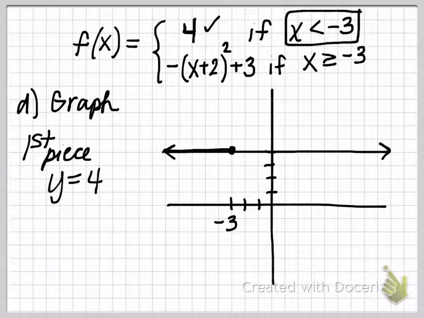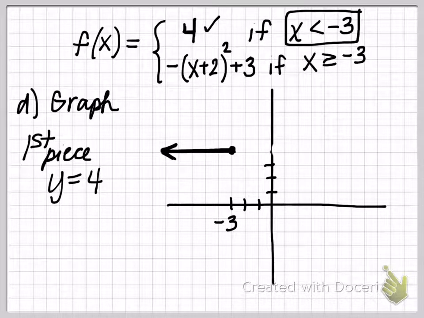That means I would want to keep the left-hand piece of the line. That's where the x values are smaller than negative 3. And then get out your trusty eraser and erase this right-hand piece. So we still have my piece y equals 4, but we only have the portion of the graph where x is less than negative 3.